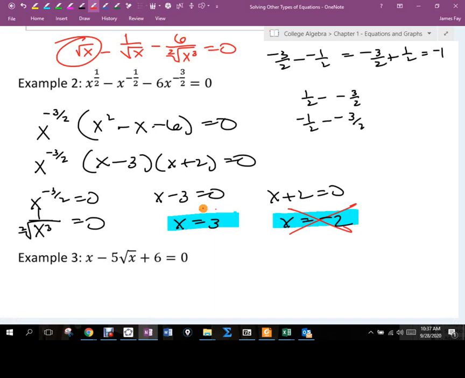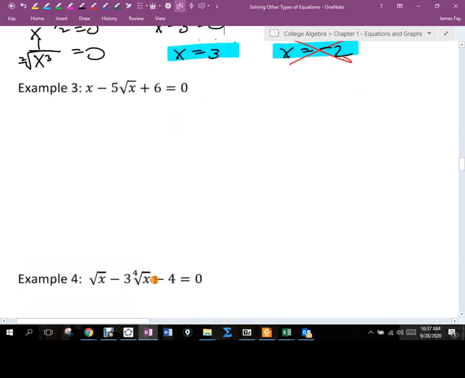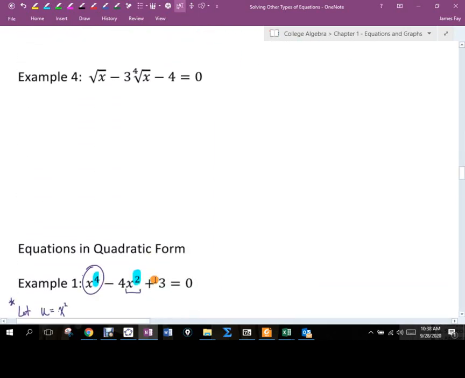Does that make sense? Okay. Let's jump down to this example 4. This type of question here is going to help us get into what I want to focus on predominantly with the next set of examples.